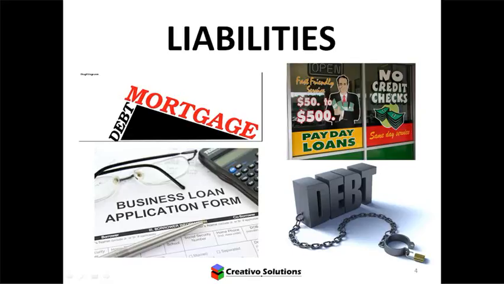So when looking at a liability, all of these are different obligations. A business loan is an obligation to pay the financier or the bank or the loan institution a specific amount in the future.